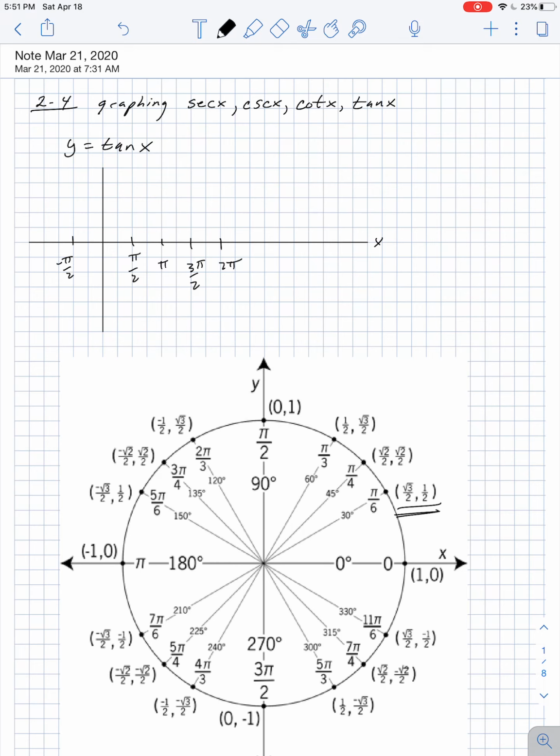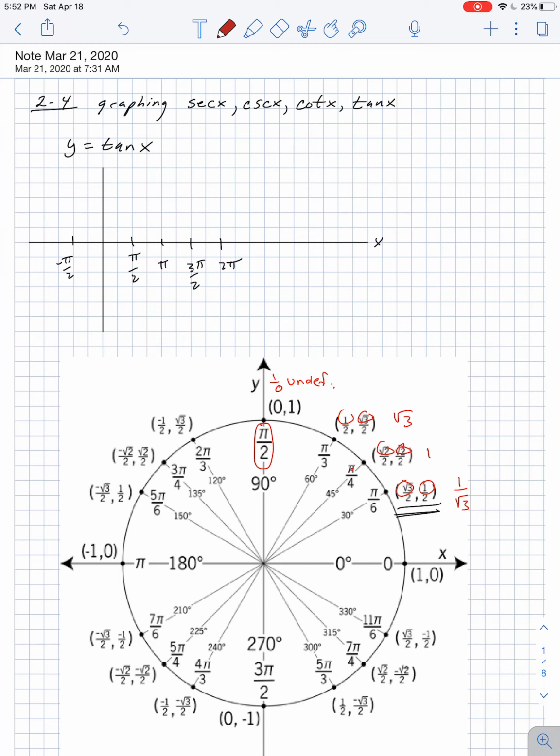So the tangent of pi over 6, let me get a different color here, is 1 over root 3. That's the y-coordinate over the x-coordinate. The tangent of pi over 4 is root 2 over 2, which is 1. And the tangent of pi over 3 is root 3 over 1, which is root 3. When we get up here to pi over 2, the tangent is 1 over 0, which is undefined. So what that's going to do is it's going to create an asymptote at pi over 2.